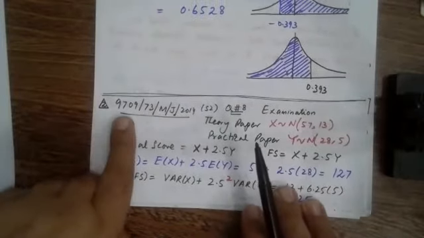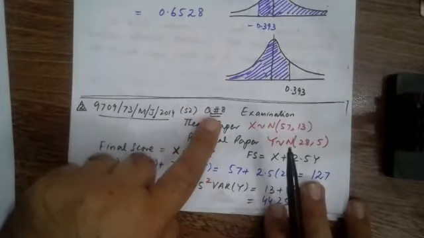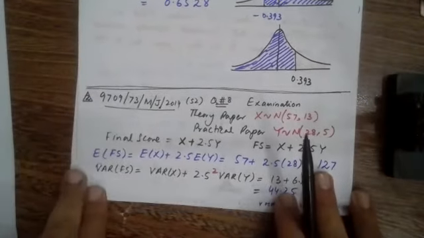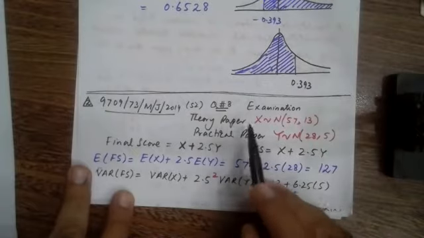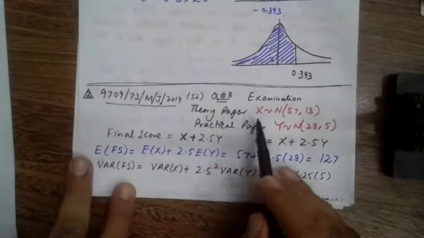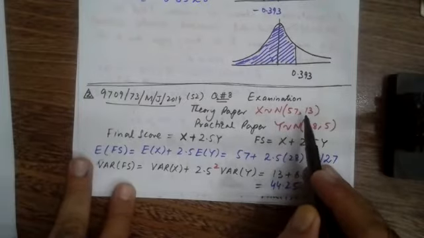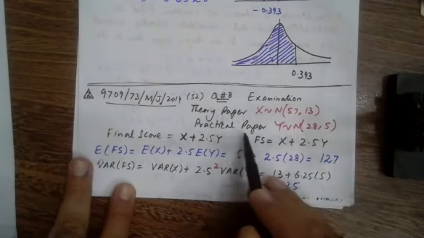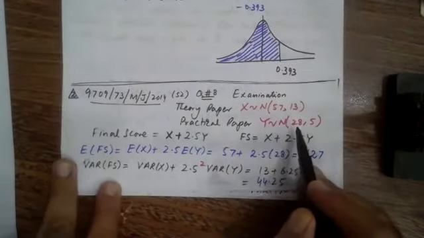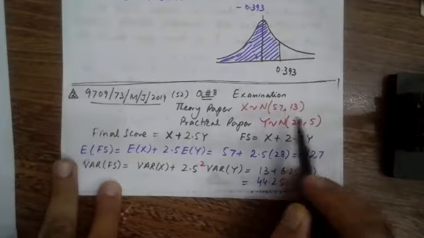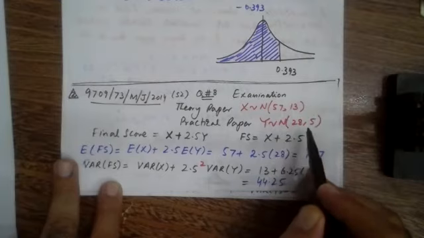Now my question 2, 970973 May/June 2014, Statistics question number 8 of the paper. I haven't written the whole theory of the question over here. They say that a student gives a theory paper, and the marks of the students in the theory paper have an average of 57 with a variance of 13. The practical paper also has a normal distribution with an average of 28 and a variance of 5. They haven't given us the total marks, 57 out of how much and 28 out of how much, we do not know.